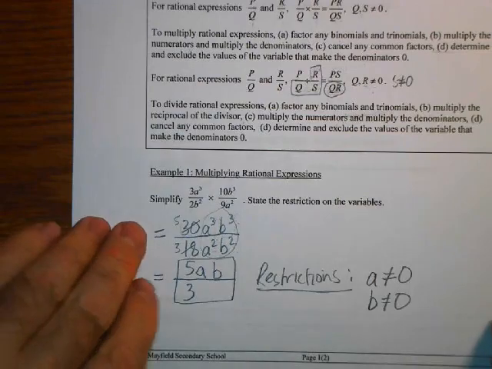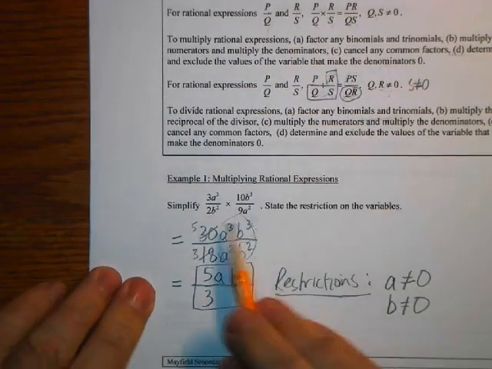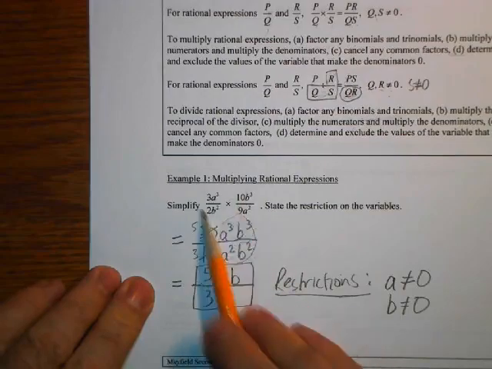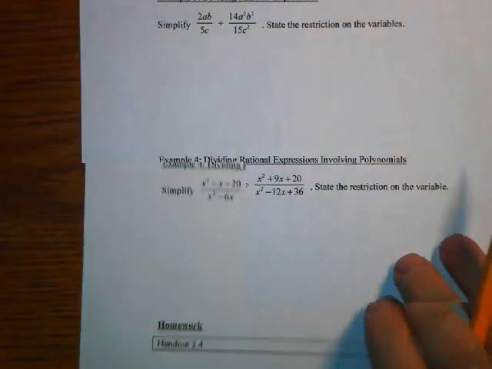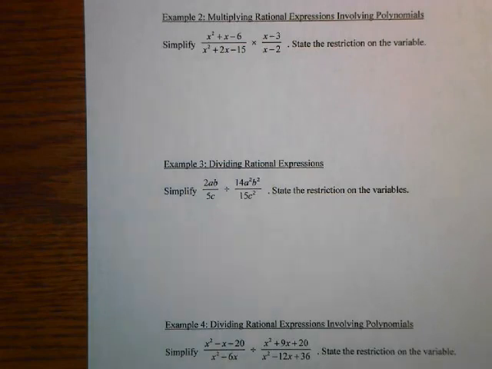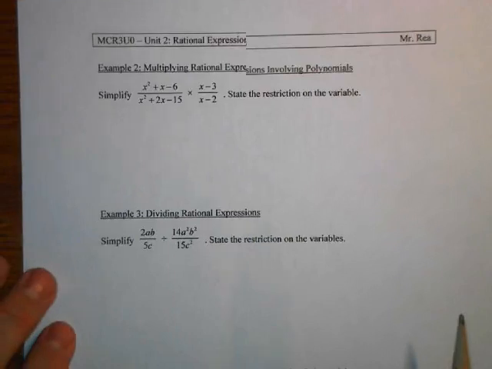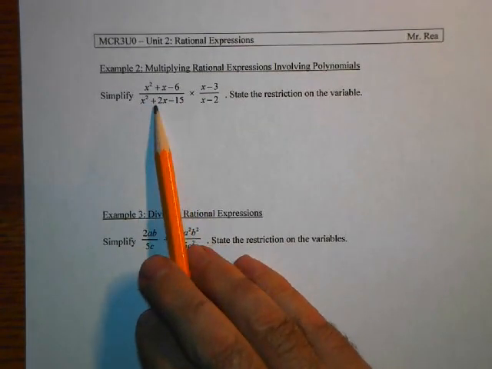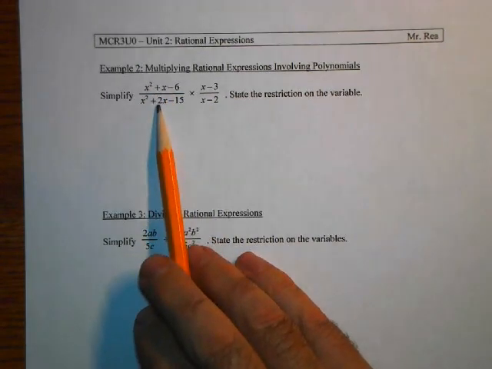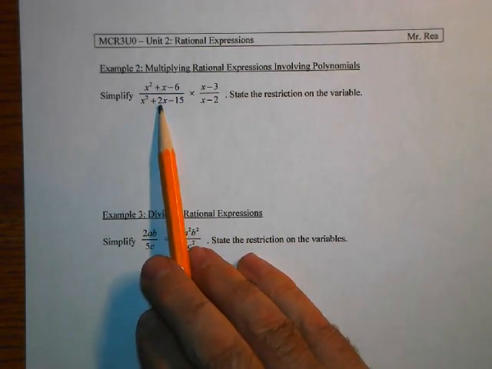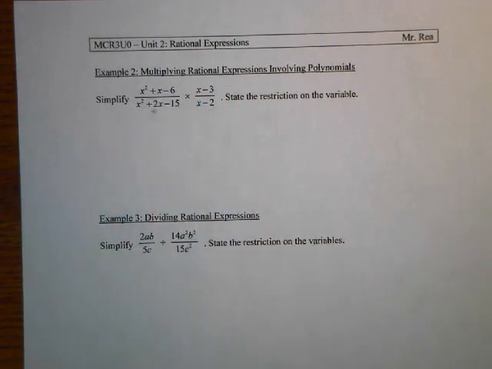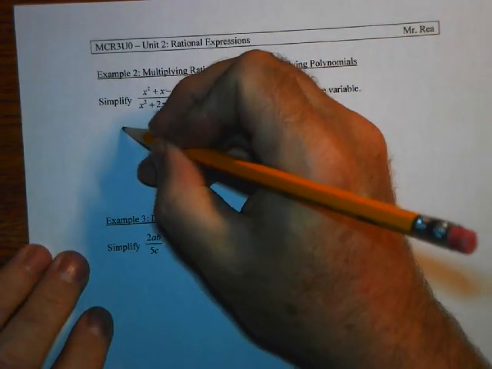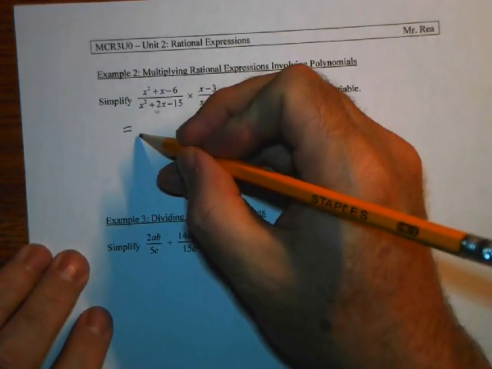Okay, so that was a fairly simple multiplication, where you have monomials in all 4 positions. Let's try something a little tougher. Excuse me. All right, so now we have some more complicated rational expressions. We actually have polynomials. We have a quadratic on the top and bottom of the first expression and a linear on the top and bottom of the second. So the very first thing we have to do is factor, which we didn't have to do last time.